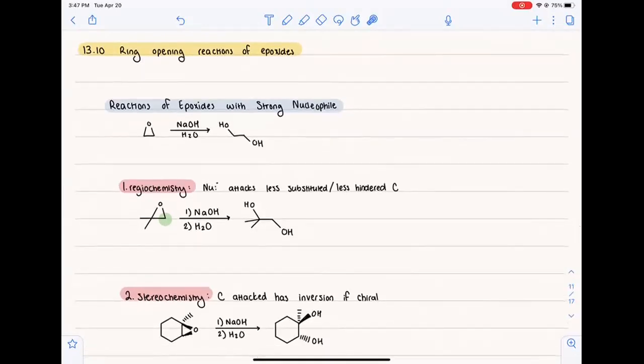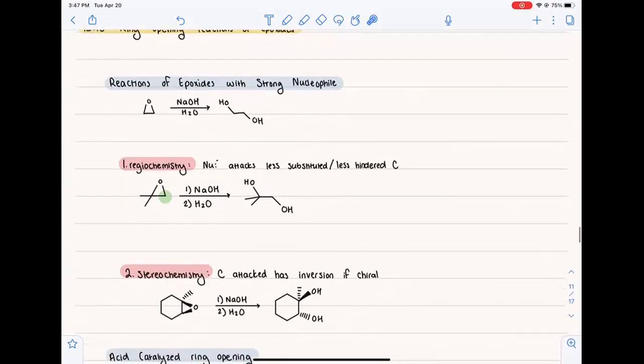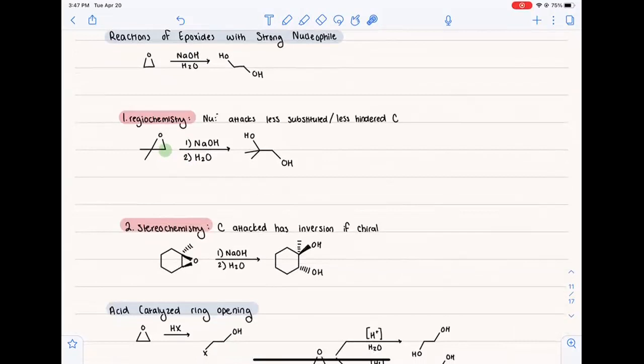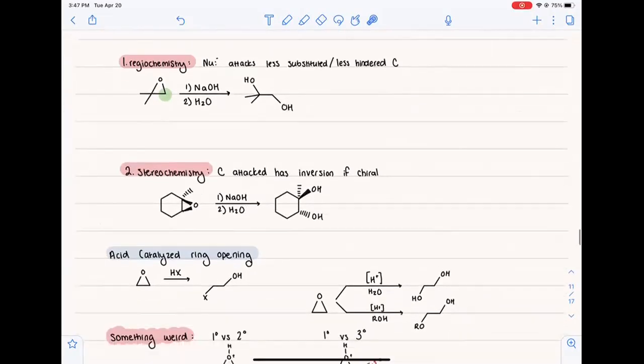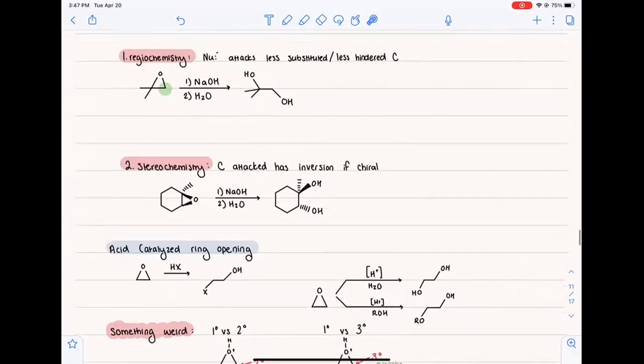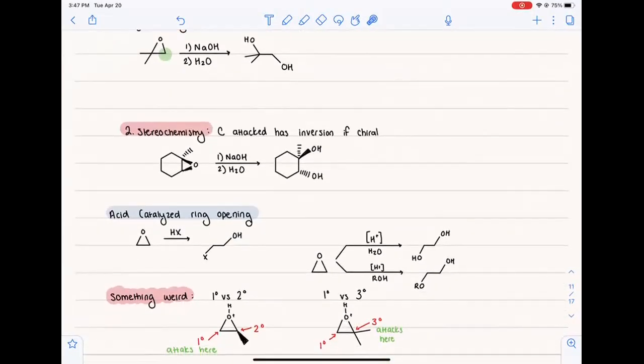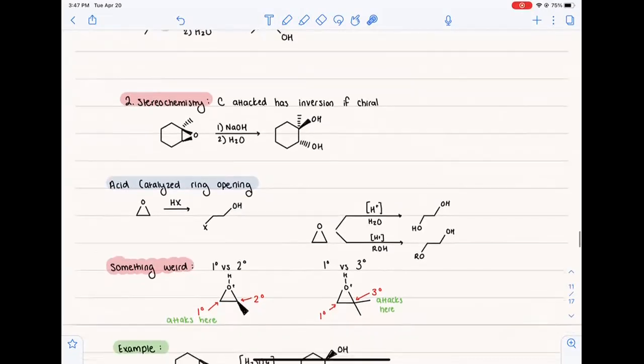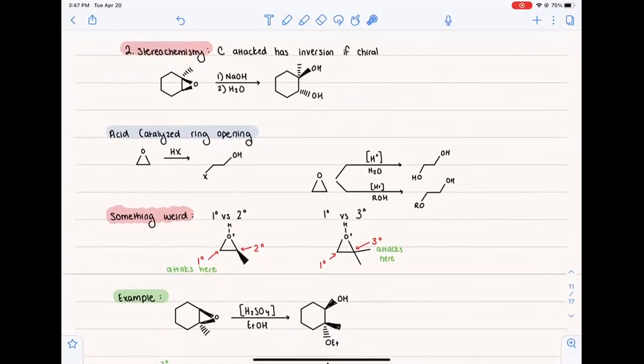I think epoxides are so fun and exciting. Reactions of epoxides, strong nucleophile. There you go, open. Regioselectivity: the nucleophile attacks the less substituted or less hindered carbon, or so we think. There, bam, opens. And then we have stereochemistry. When the carbon attacks, it has inversion if it's chiral. Awesome. Acid catalyzed ring opening. This is where it gets interesting.